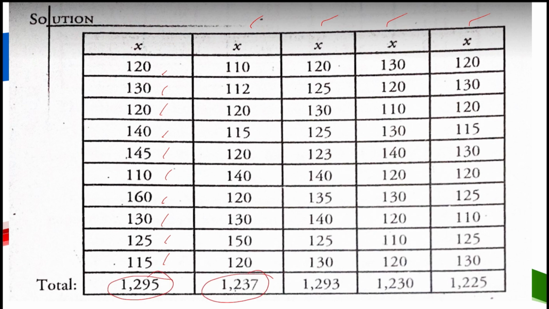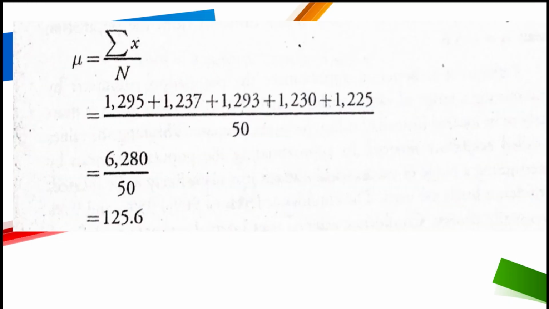1,295, 1,237, 1,293, 1,230, and 1,225. So we are now ready to determine the population mean, denoted by the formula mu is equal to the summation of x over capital N. Substituting now the summation of the values, we have 1,295 plus 1,237 plus 1,293 plus 1,230 plus 1,225 divided by 50. And that is now equal to 6,280 over 50, which is equal to 125.6. And that's the population mean.